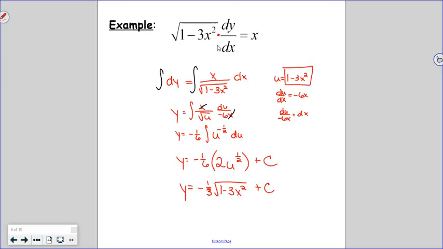So now we've separated our variables, doing those differential equations by separation of variables, but also needing to utilize things like U substitution, completing the square, lots of different techniques happening. Any questions?